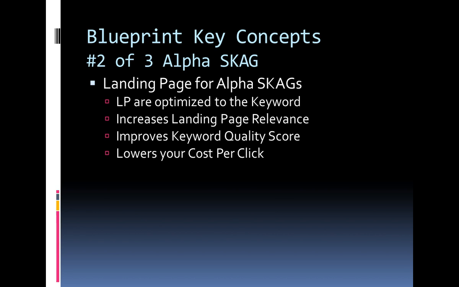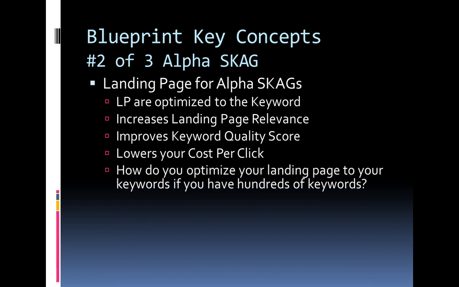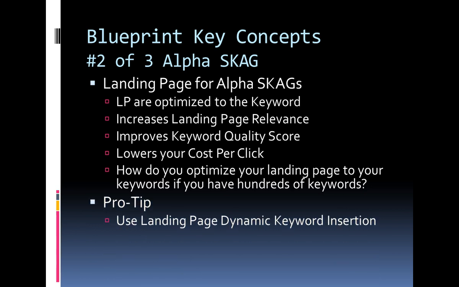Well, as I explained earlier, if you improve your keyword quality score, it will definitely improve your current keyword as well as other keywords in your account. So the question is, how do you optimize your landing page to your keywords if you have hundreds or thousands of keywords in your account? Good question. Here's a pro tip: use landing page dynamic keyword insertion.